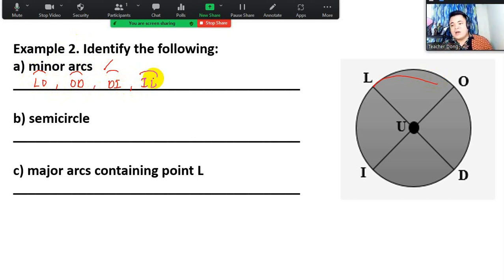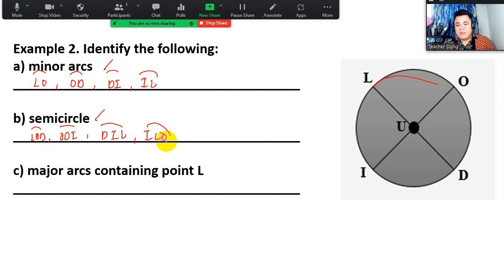Now, a semicircle's measurement is exactly 180 degrees, and we name it using 3 letters. Okay, so it's half of the circle. The first one is arc LOD, and then we have arc ODI. We also have arc DIL, and lastly, we have arc ILO. So these are the 4 semicircles in this diagram.